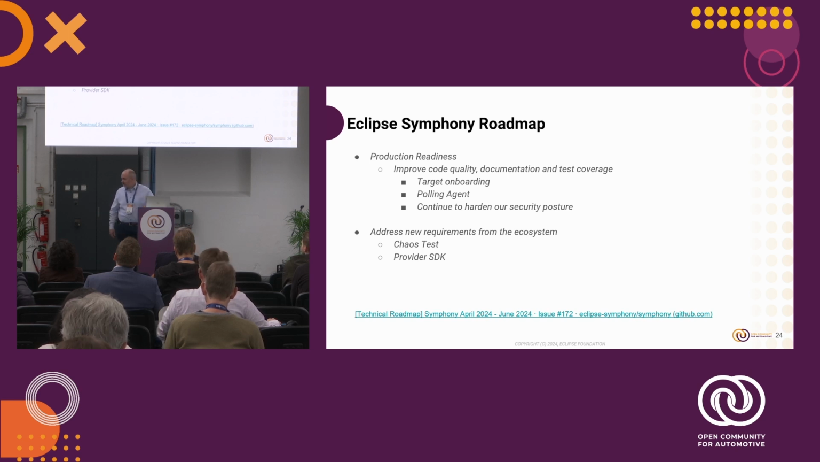From the Symphony roadmap, everything is public. Again, it's Eclipse. It's on the GitHub of Eclipse. You can go there, check that work item. You'll see our roadmap. But of course, we want to improve code quality, documentation, and test coverage. Because again, if we want to achieve FUSA, we think that quality is utmost, right? We all know all of that.